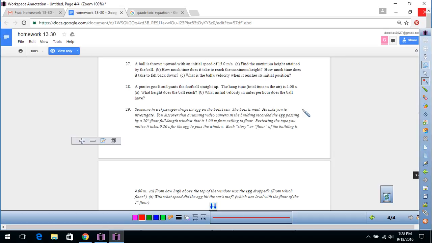Alright, a punter goes and punts the football straight up. The hang time, total time in the air, is 4 seconds. So that means that it goes up for 2 and down for 2. Because remember, hang time is the total time in the air. Okay, so how high?